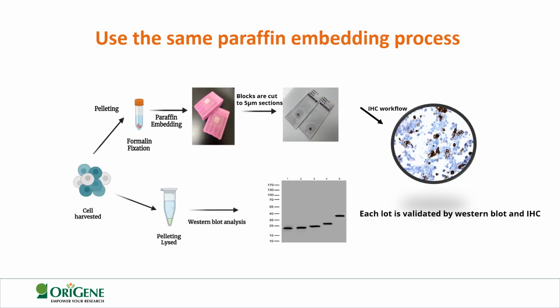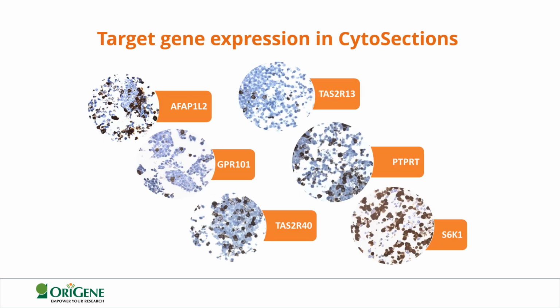CytoSections are generated using the same paraffin embedding process as tissues, which means CytoSections are easily incorporated into your current workflow. During production, each lot is checked by Western blot and using a typical IHC workflow, so you're able to confidently use CytoSections in your assay, knowing that expression is validated. Here's an example showing multiple target genes successfully expressed in CytoSections.